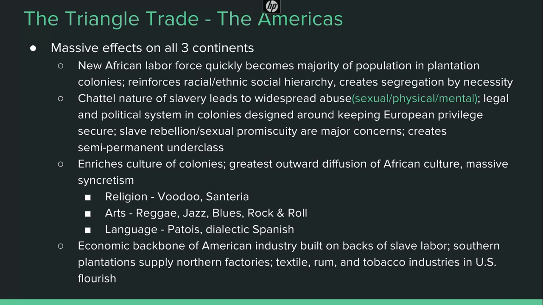And what this does in the plantation areas of the Americas is this creates essentially a semi-permanent underclass with African slave labor, even after the Civil War in the United States and the Emancipation Proclamation. The black former slave population still remains a legally segregated underclass.